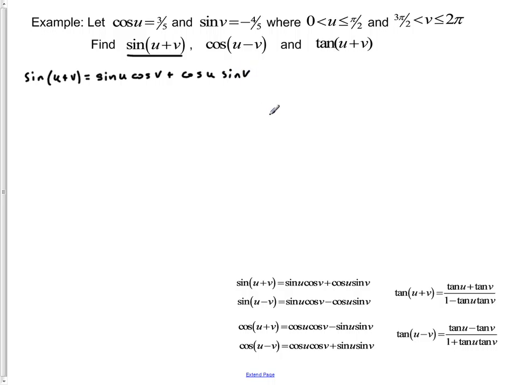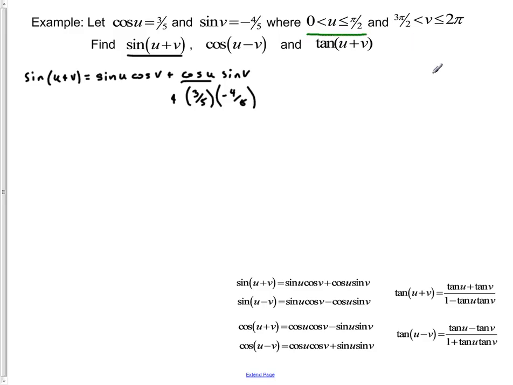Now here's the thing. I know what cosine of u is. I'm told cosine of u is 3/5. What's more, I know what the sine of v is. I'm told the sine of v is negative 4/5. But then that means I have to find the sine of u and the cosine of v as well. So what to do? Well, let's make a couple little triangles.